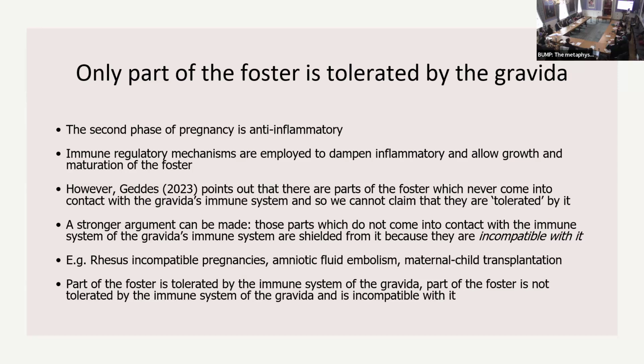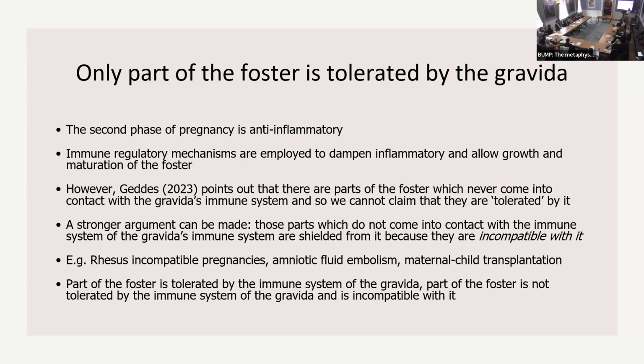And so what we now do in medicine is, if there is this blood type incompatibility, mothers are given antibodies against the rhesus antigens. So there are important treatments that we have because we recognize that this is a risk. But what this all implies is that, yes, part of the foster, specifically that part which directly interacts with the immune system of the gravida, is tolerated by the immune system of the gravida.